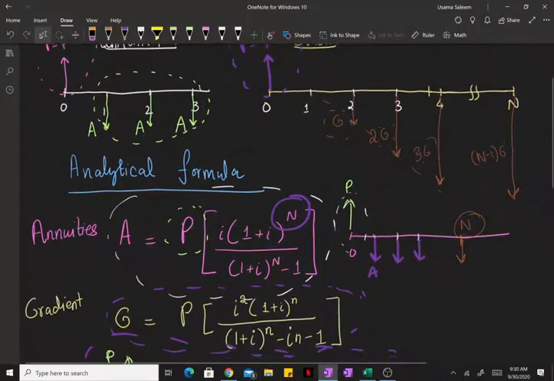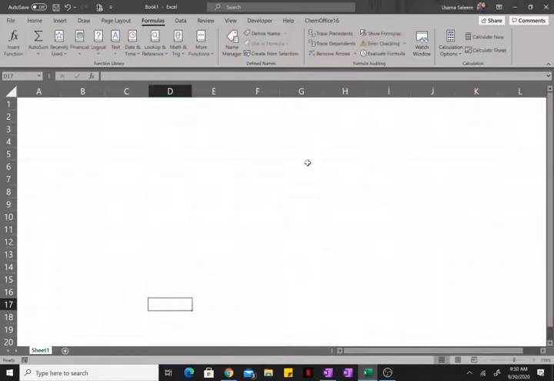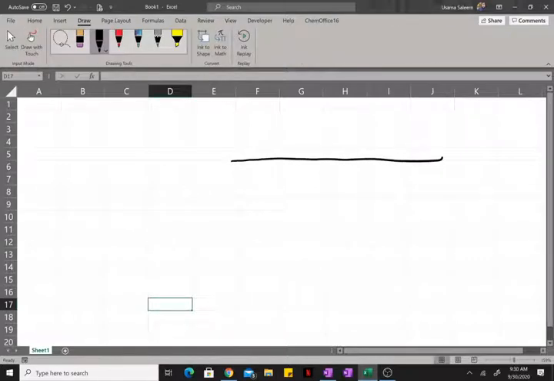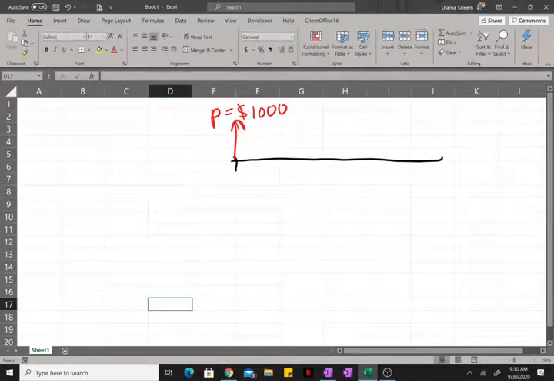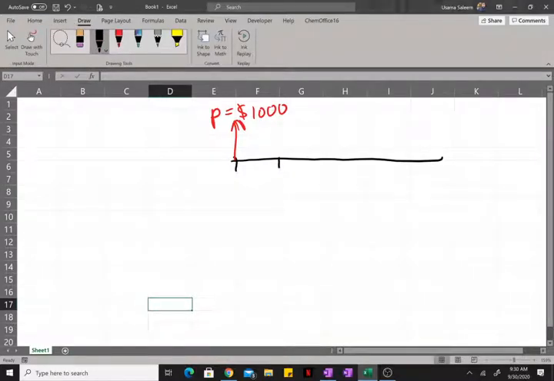Now, in more practical cases, you'll encounter cash flows that are much more complicated, that would often include a combination of annuities and gradients. So in those scenarios, I resort to using Excel. So let's say we'll do both problems. Let's start off with the case where we're given the present value of $1,000, let's say, and we want to compare the cases where we make annual payments in 3 years.